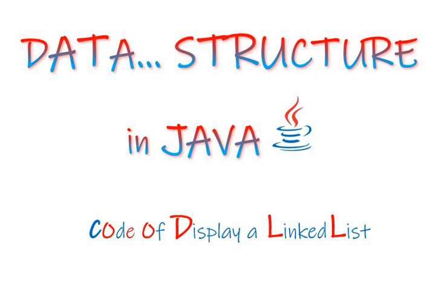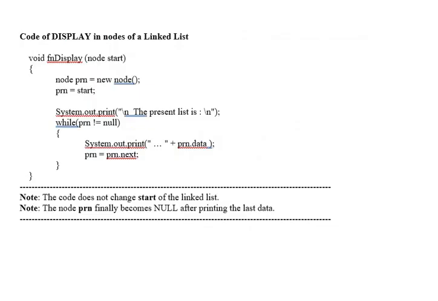Hello, data structure in Java continued. And here is the code of display of a linked list. Now what is display? It is the showing of the data part. Let us see the code and its explanation. Well, this is the code to be explained.